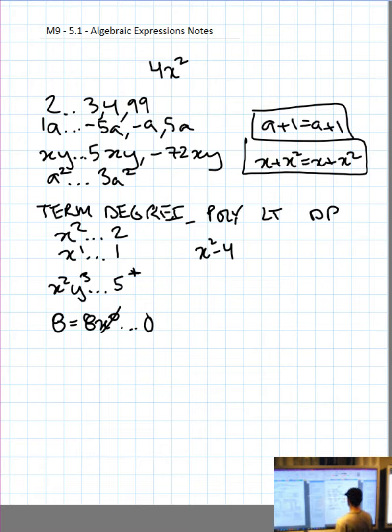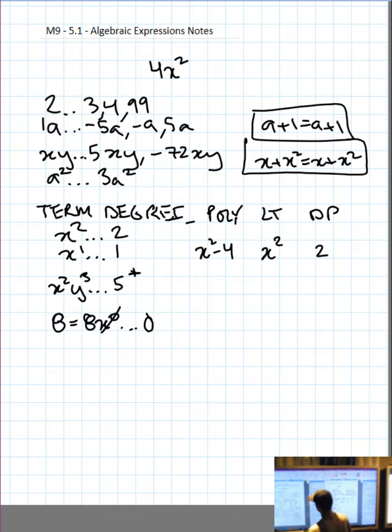Therefore, the highest degree is 2. Therefore, the leading term, L2, is x squared. The degree of the polynomial is the degree of the leading term. The degree of the leading term is 2. Easy.